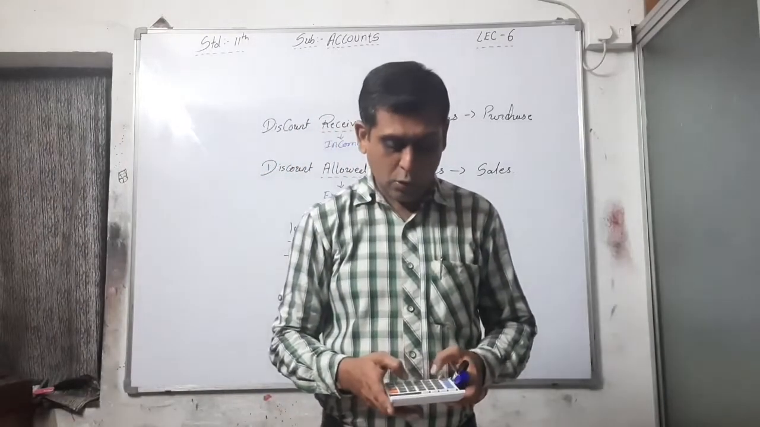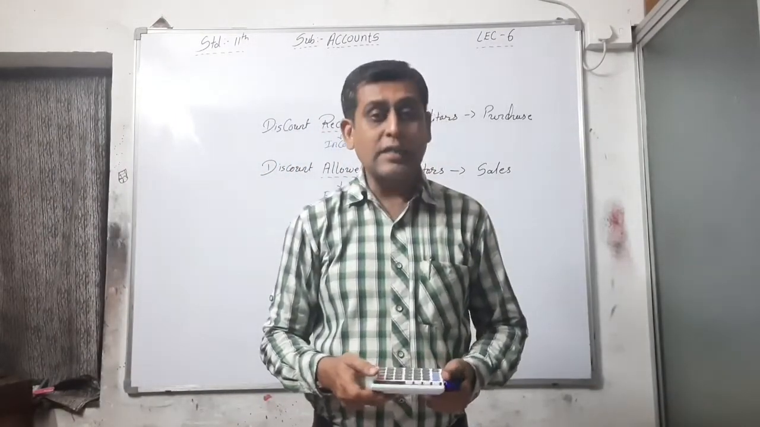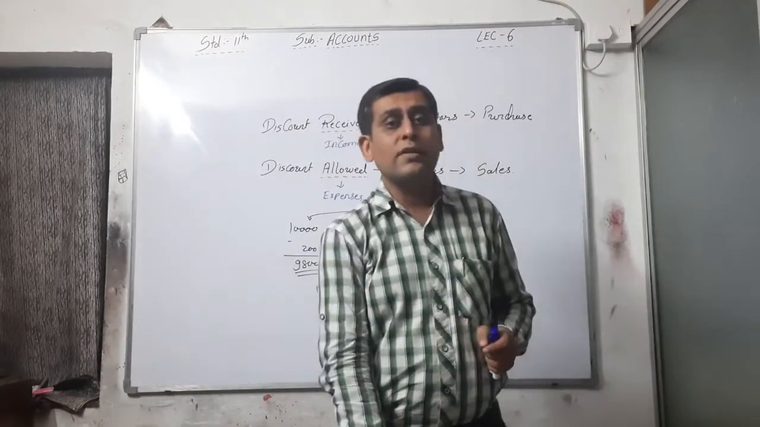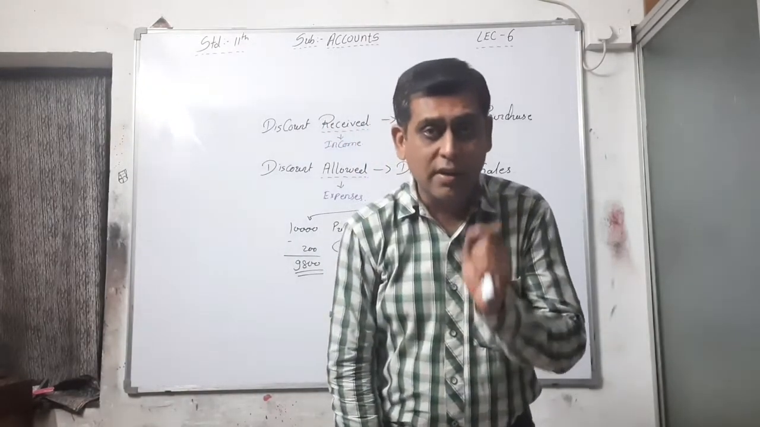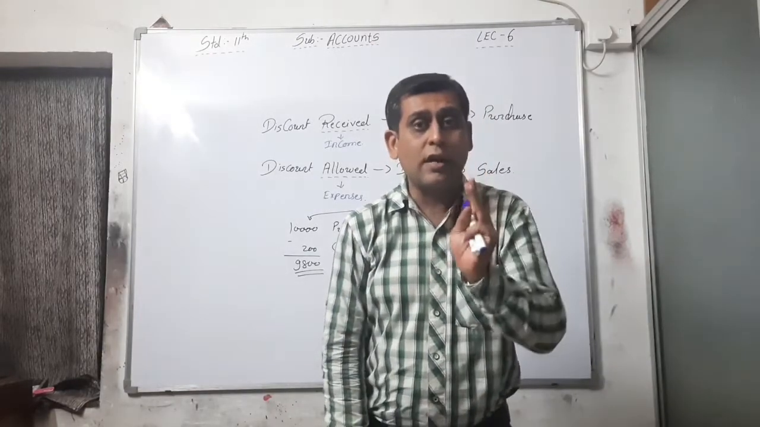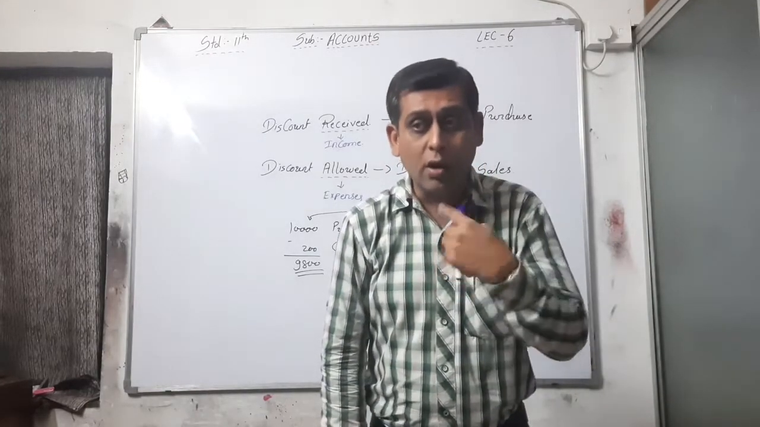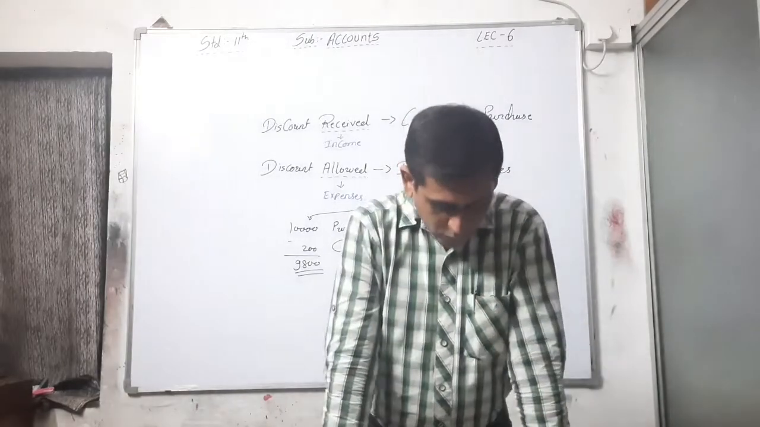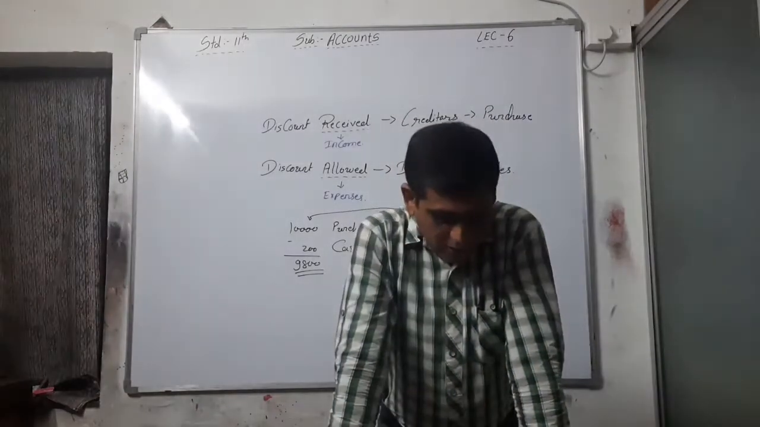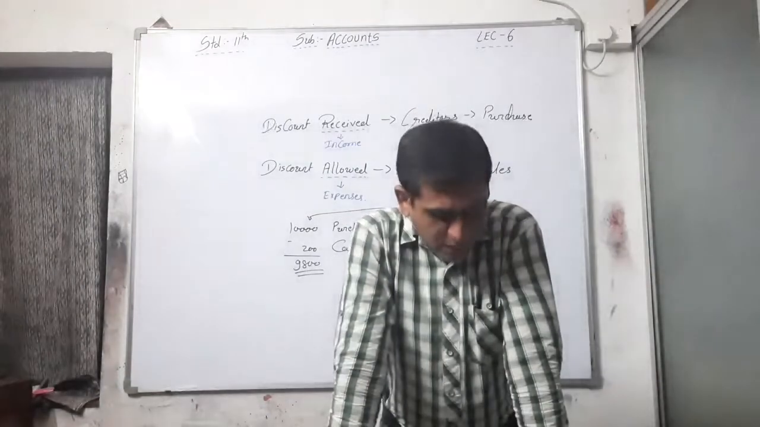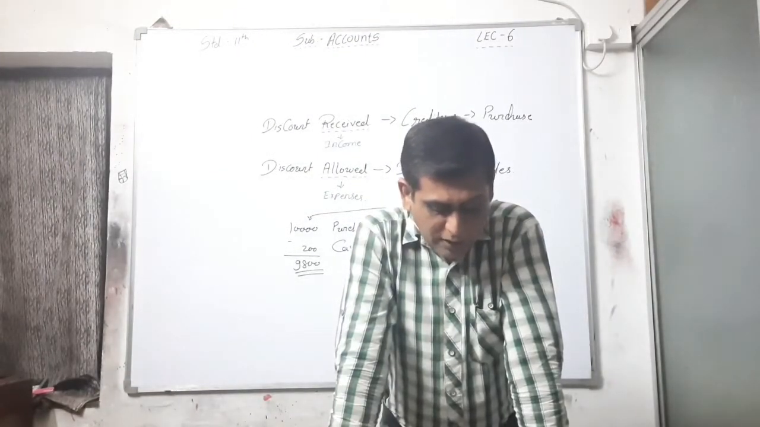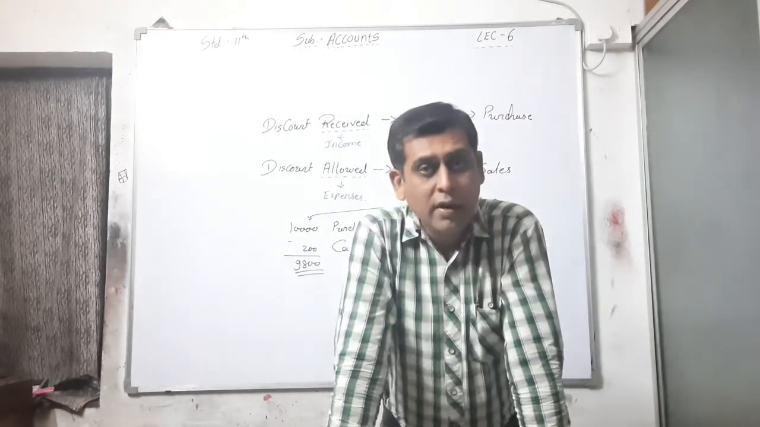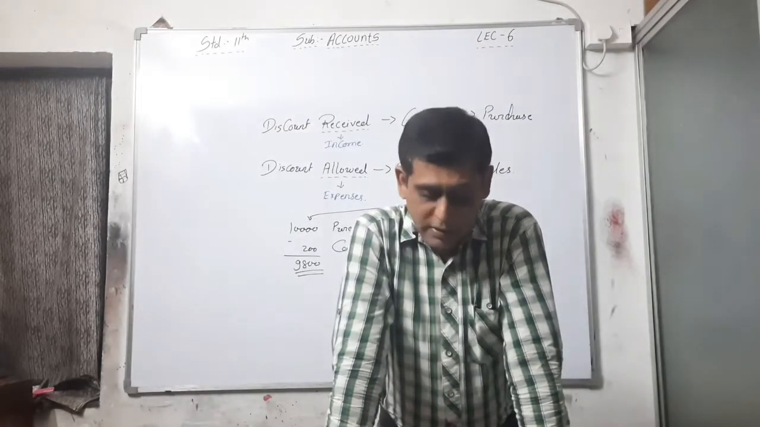15,000 into 2%, that is 300 is your cash discount, and you are receiving 14,700. So that 300 is your discount allowed, and that is your business expense. Okay. So here 14,700 will be received. Now 300 will be treated as a discount allowed, and it will be recorded in the books. This is our expense of the business.